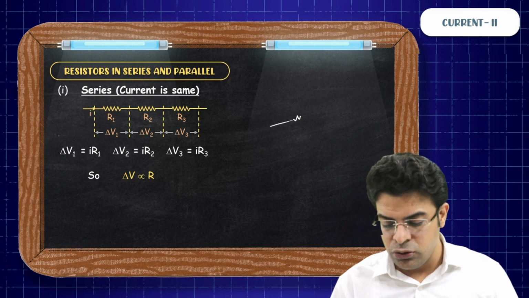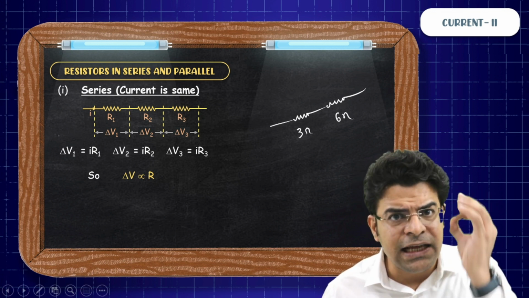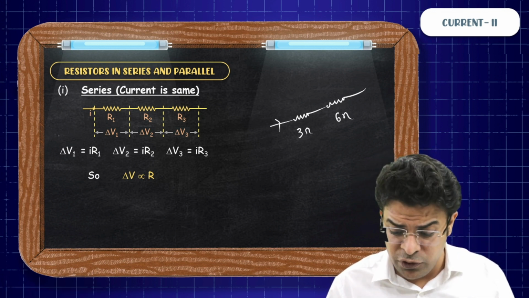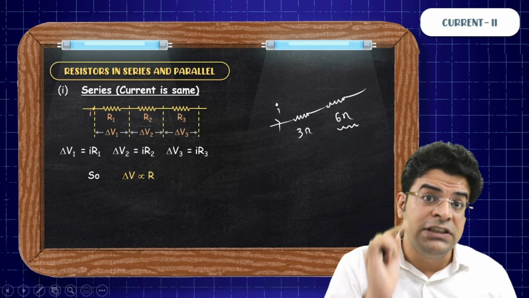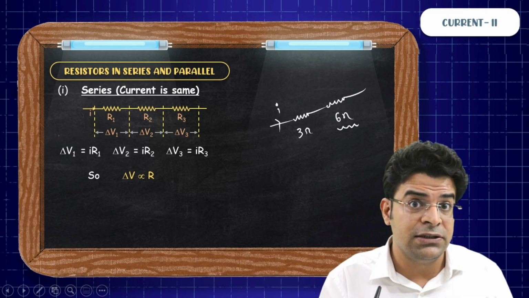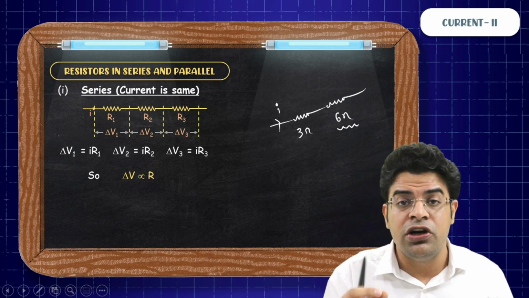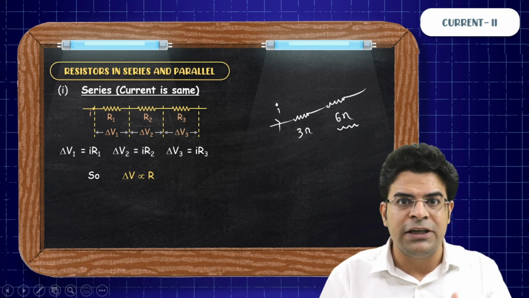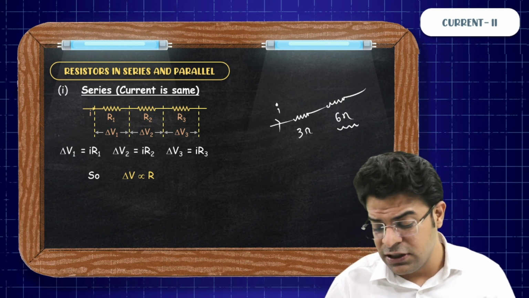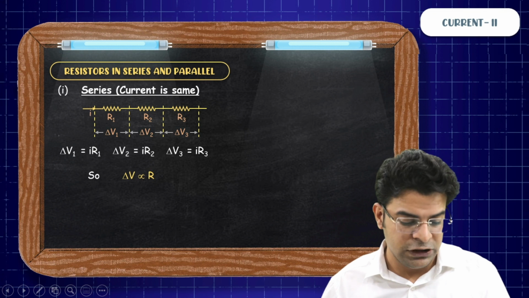So if, let's say, tomorrow you find two resistors of 3 ohm and 6 ohm connected in series, I know that since they are connected in series, the current flowing through both of them has to be the same. But since the second resistor is double the first resistance, it will always have double the potential drop compared to the first one. Why? Because the current is the same, and we know that potential drop is current times resistance. Since the resistance of the second one is double, it will always have double the potential drop compared to the first one.